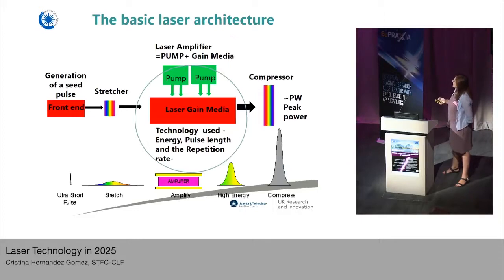So let's have a little look. How can we do that? This is the basic schematic of a laser. I think it's important to go through it so that we understand how the laser technology is being developed. Basically, to get a short pulse at the end, we need to start with a very short pulse. We need to stretch it in time to avoid damage. We will choose a material that we are going to amplify our pulse in. Of course, the laser material needs to be pumped by a pump laser, and then we will compress it in time, achieving this peak power.